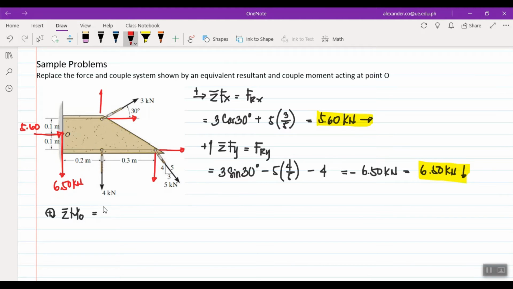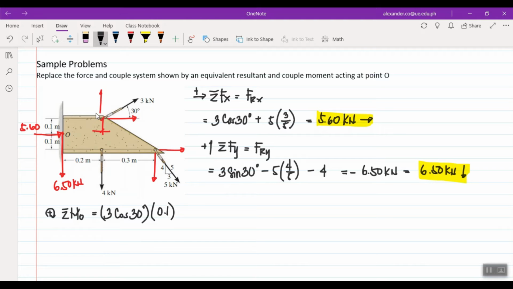So, let's begin here. What is its rotation now about O? This one. So its rotation, the 3, will be clockwise. So, plus 3 x component, cosine 30 degrees. And for the force, what is the lever arm? What is the lever arm? From here to here is 0.1. Okay? So, it's 0.1.